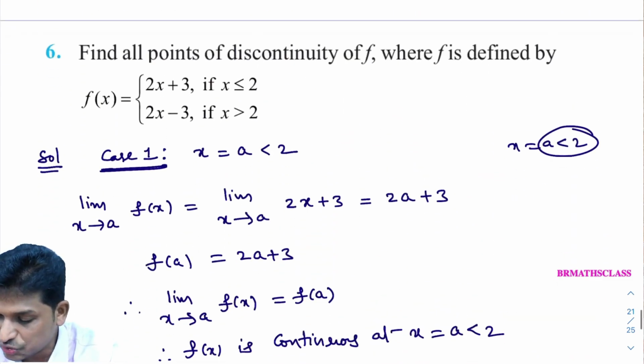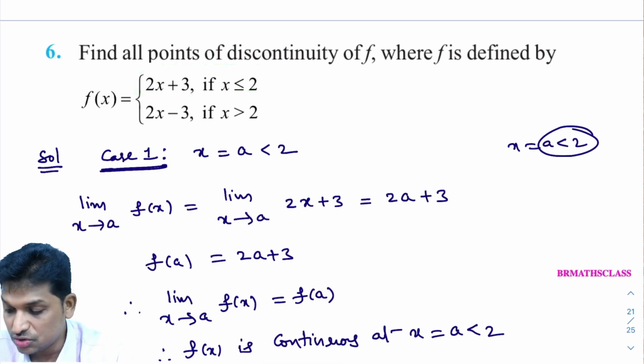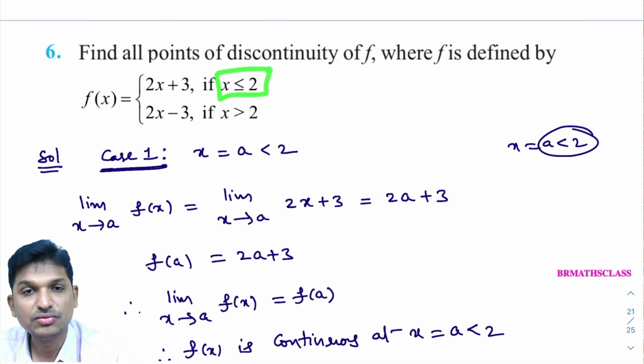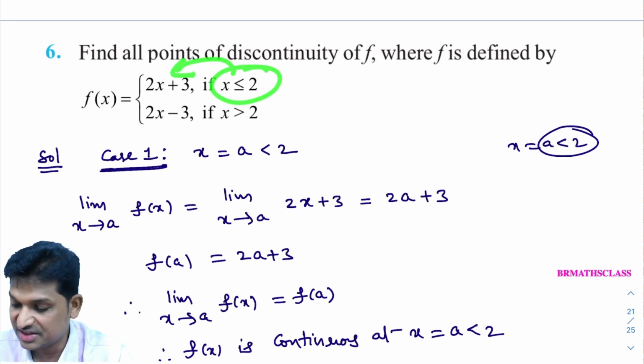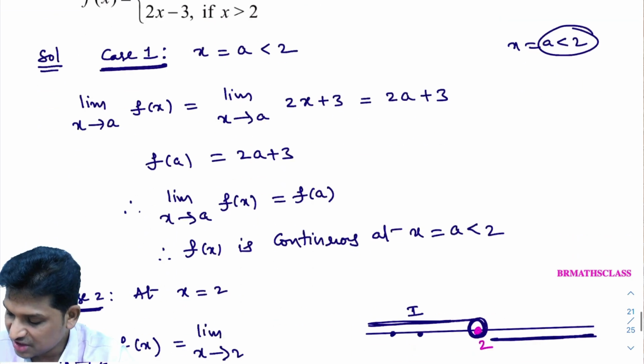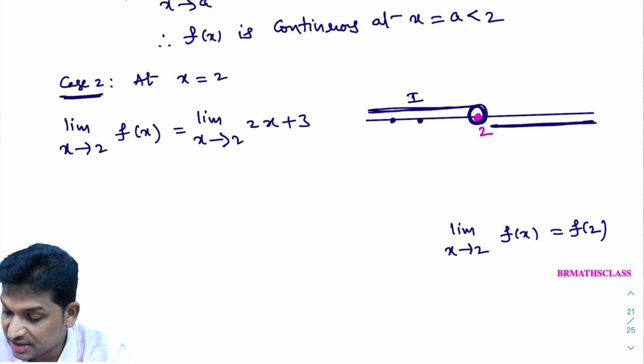What is the function to choose? Look here, the function is given like this. When x equal to 2, here the equality symbol is there, you observe. When x equal to 2, which function to choose? We need to choose 2x plus 3. Here, what is the function f of x? f of x is 2x plus 3.